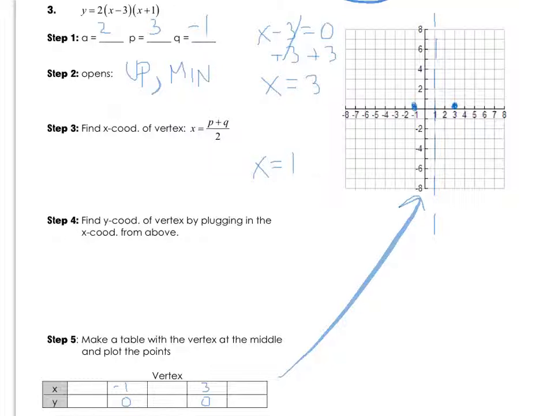If you were unsure of it, if you're looking at the graph and you couldn't count it out exactly, one of the things you can do to find the halfway point of anything is just add them up and divide by 2. So if I do 3 plus -1 and divide it by 2, it's 2 over 2, which is still going to be 1. So whether you use the little p plus q over 2 formula or you just visually find it on the graph, either one's really fine with me.